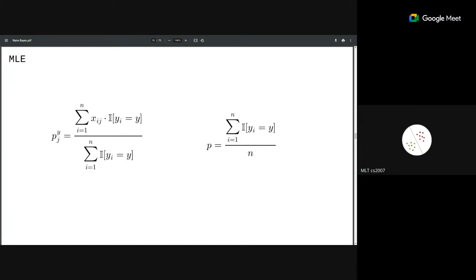Correct. So xij is what? It could be 1 or 0. When it is 0, that contribution to the numerator is anyway 0, right? So we are only interested in when xij is 1. So when is xij 1? When the jth word occurs in that particular example.